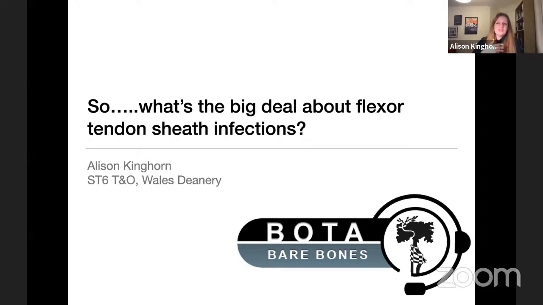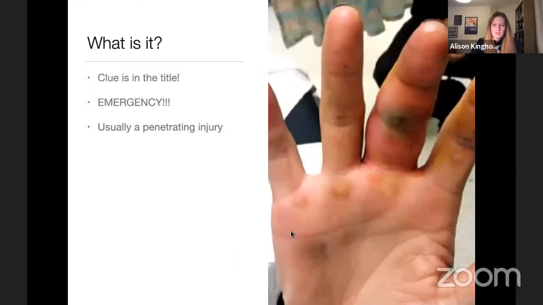So basically, if you see a patient with a sore, swollen red finger and you take this to one of your seniors, I guarantee you that they will ask you, is it a flexor sheath infection or a flexor tendon sheath infection? So that brings up the question, what is one of these? Okay, so the clue is in the title. It's an infection within the sheaths that surround the tendons of the muscles on the front of the hand that do this. And for reasons we're going to go into, it's a surgical emergency, which is why it's so important to be able to spot it early.